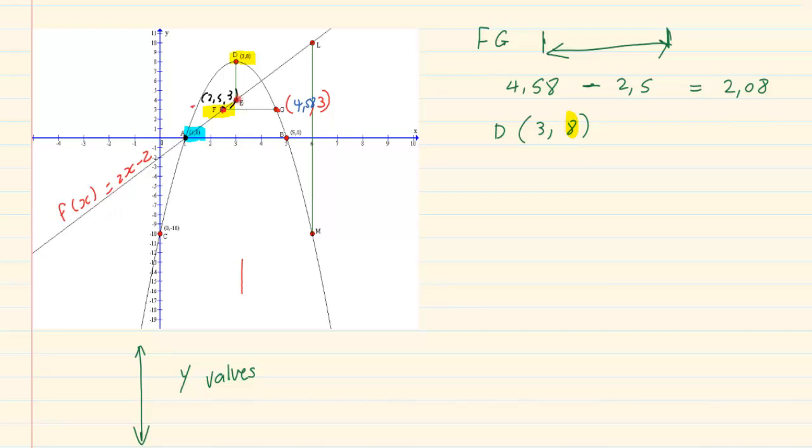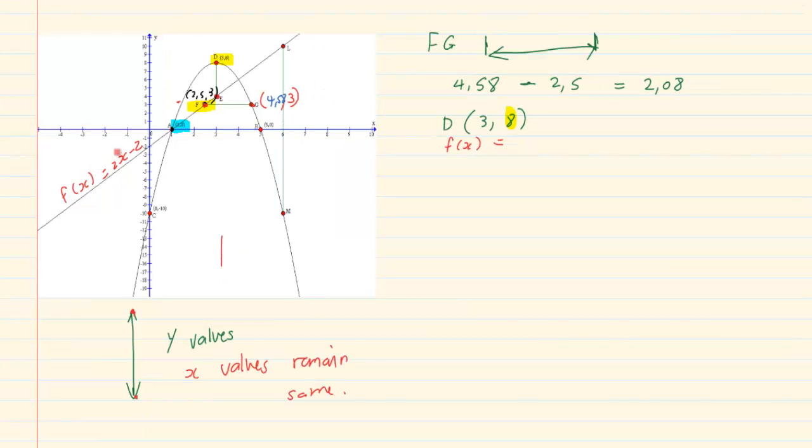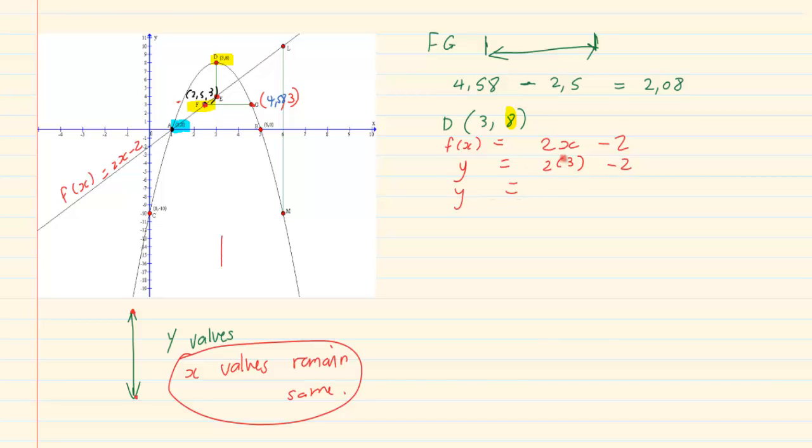How do I get the coordinates of E? It is on the straight line. Now we have f of x is equal to 2x minus 2. When we're working with the vertical line, then we know the x value remains the same. So x is going to be 3. So I'm going to have 2 into 3 minus 2. So y is going to equal 6 minus 2, which is equal to 4.